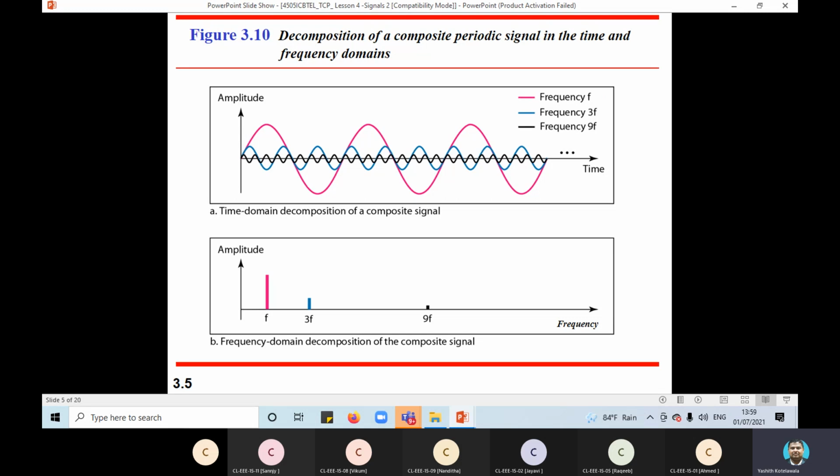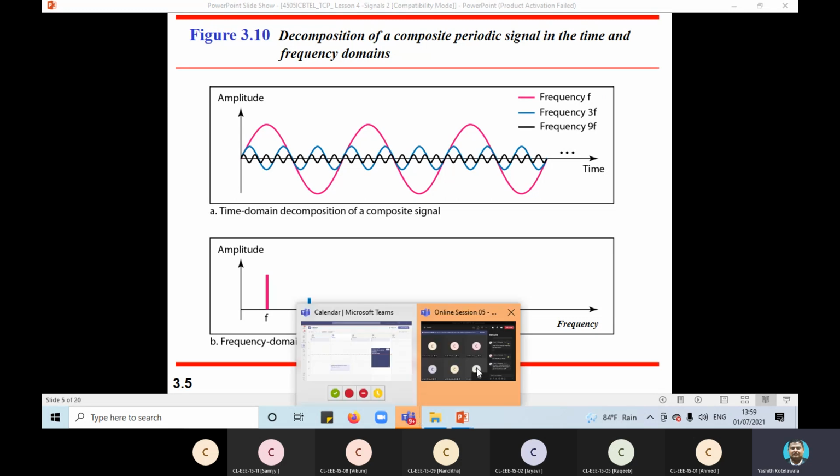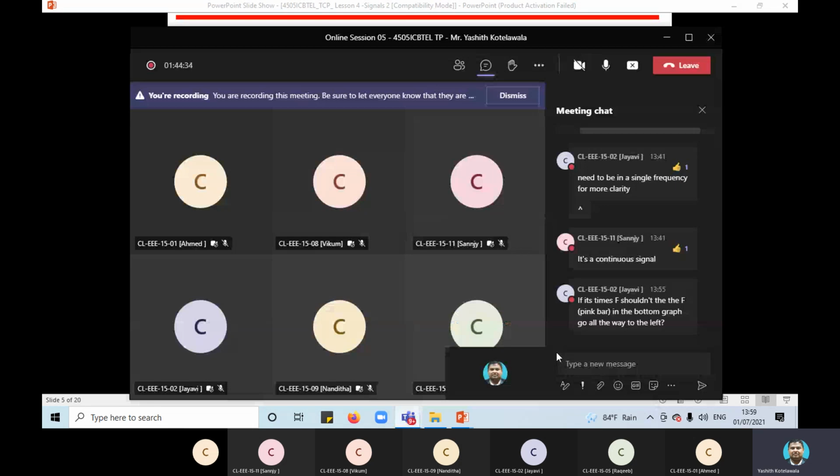You call it composite. Any questions up to now? Any questions up to this point? I just want to check whether you all are with me. Right, there's a question.